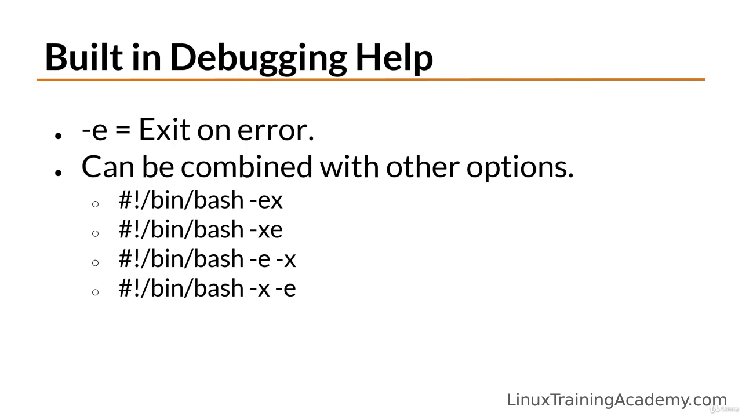Another useful option that can help you in finding errors in your scripts is the -e option. It causes your script to exit immediately if a command exits with a non-zero exit status. Remember that an exit status of 0 indicates the successful completion of a command, and any exit status other than 0 indicates some sort of error. This can really help you pinpoint exactly where the problem is. You can use this in combination with other options, including the -x option.